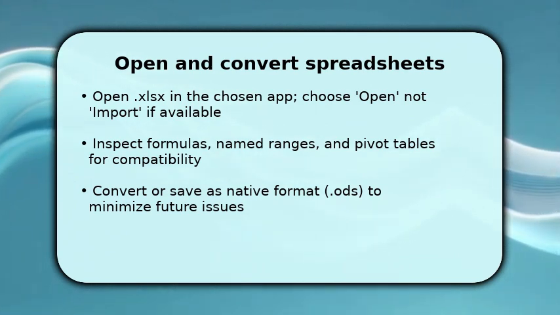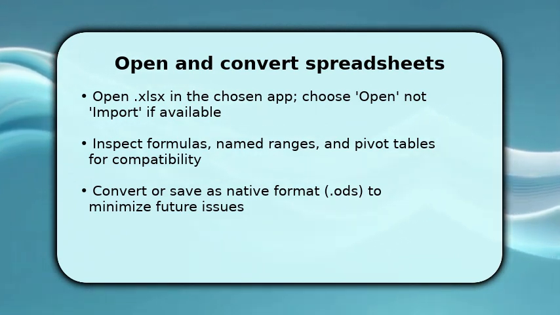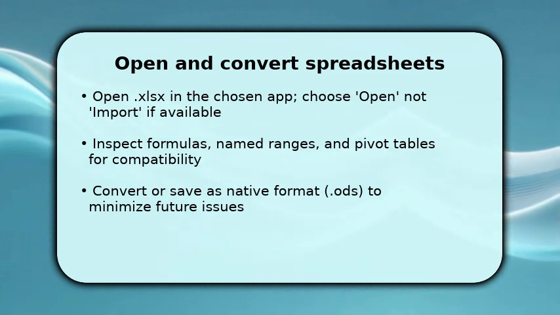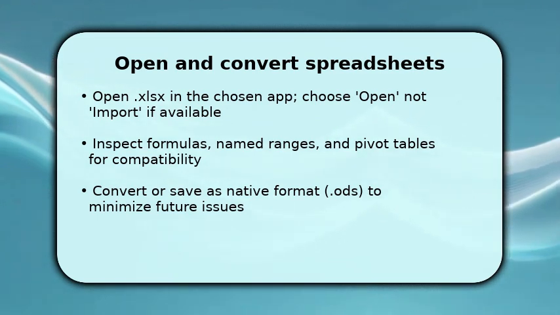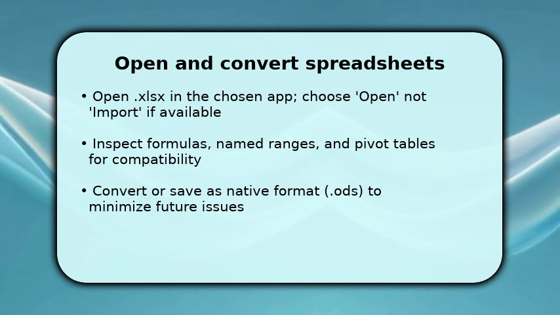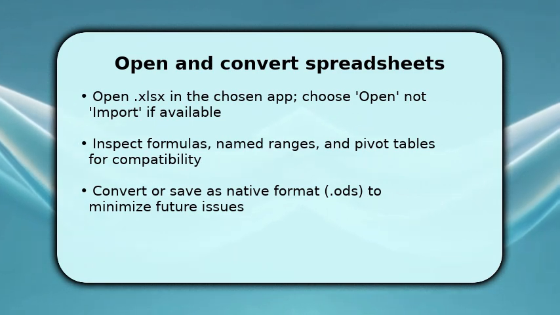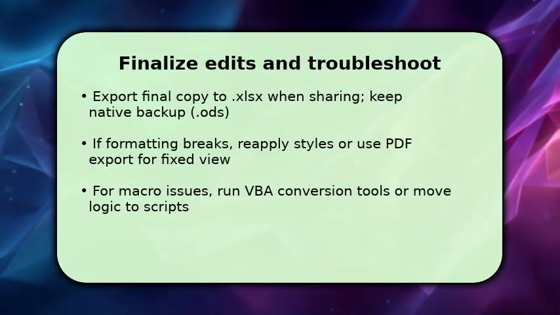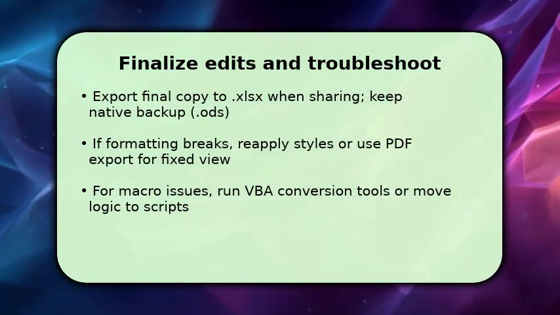If everything looks usable, save a copy in the app's native format like ODS, so edits stay stable and autosave works locally. If you need to share later, export back to XLSX, but keep the native file as your working master for fewer surprises. You finish by validating results and preparing files for others.